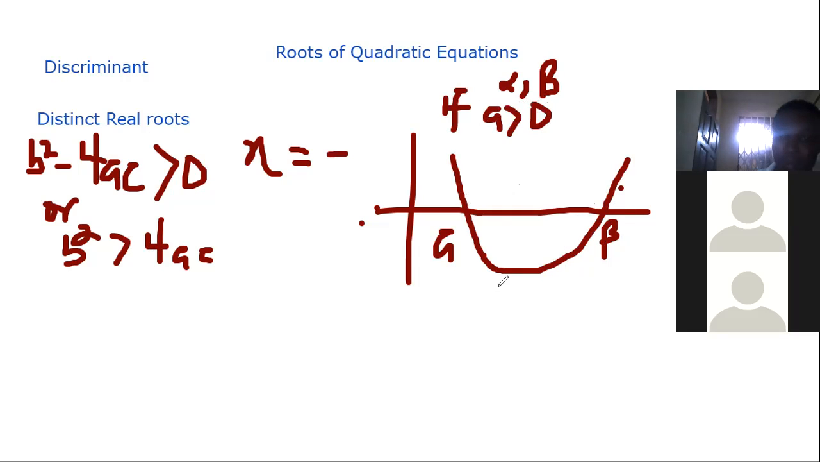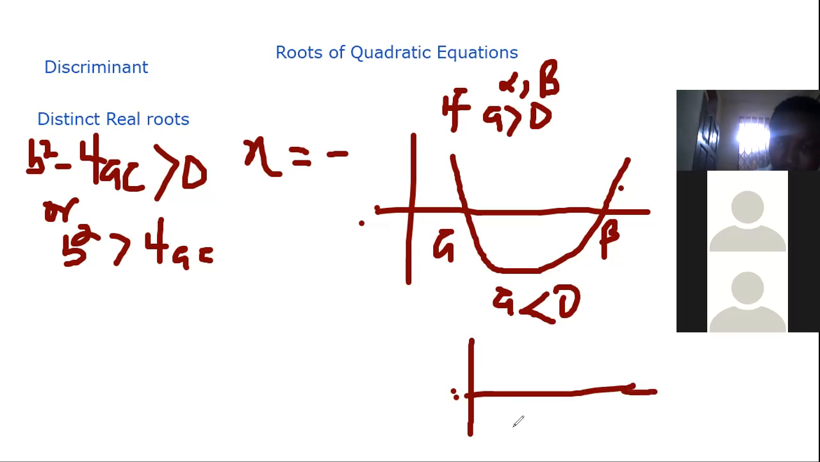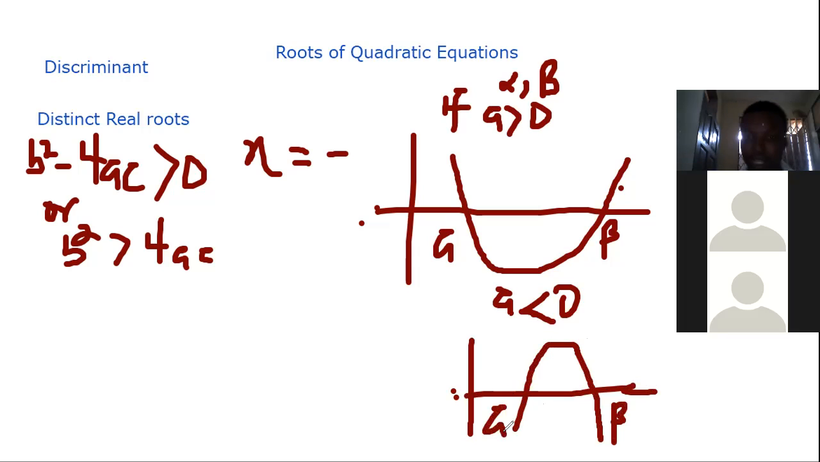Now, anytime your a is less than 0, it's still going to cut the two x-axis points, but this one gives a maximum graph, so you're going to get something like this. So let's say the alpha and beta are representing your two roots. So basically that is it.